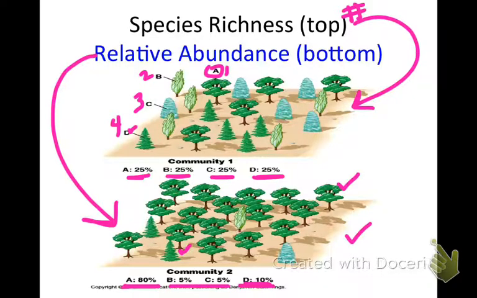So richness, the number of different species there. Well, there's 4. That's my species richness. There's 4 different types of plants here. My abundance is how many of each of those are there. Meaning what percent of those type A trees are there? Well, 80%. The others are different percentages.